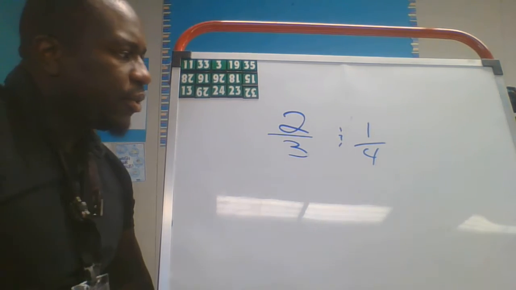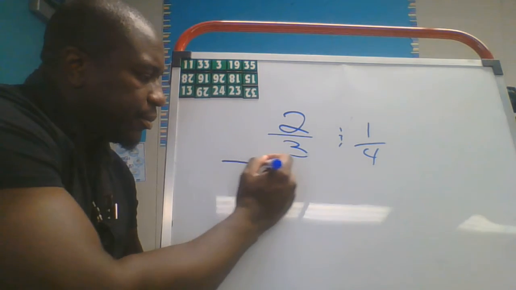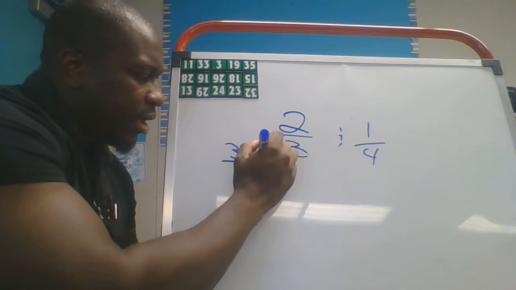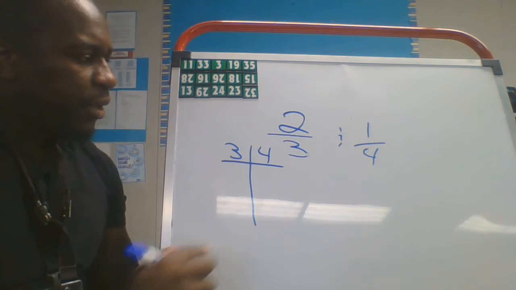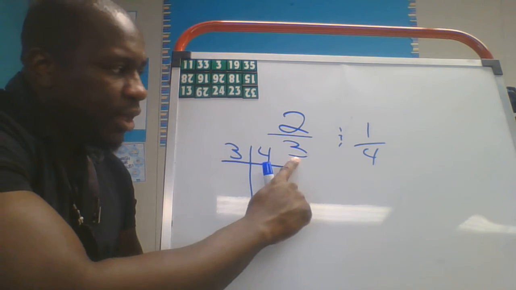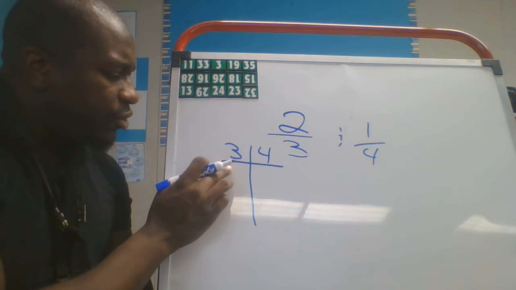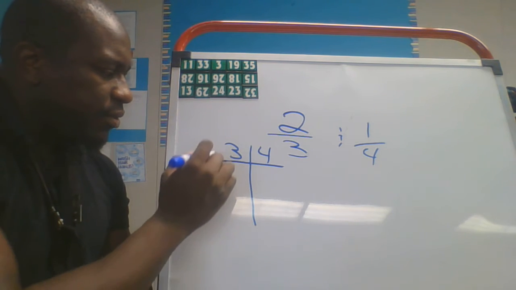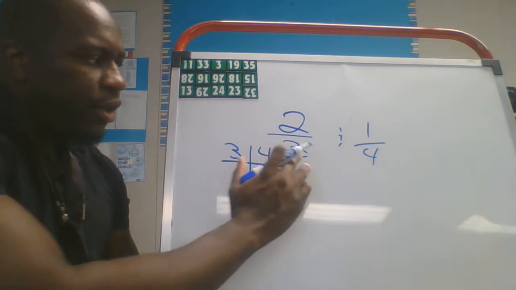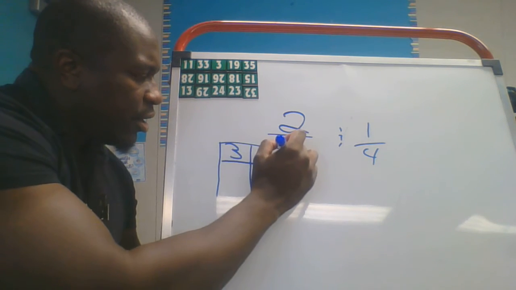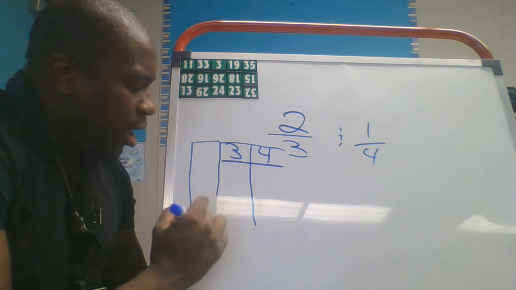So I'm going to make a table. I'm going to put 3 and 4, because one denominator is 3, the other is 4. And what I'm going to do is write out the factors of each of these numbers. Actually, I might make it a little bit easier, so let's add another column here.